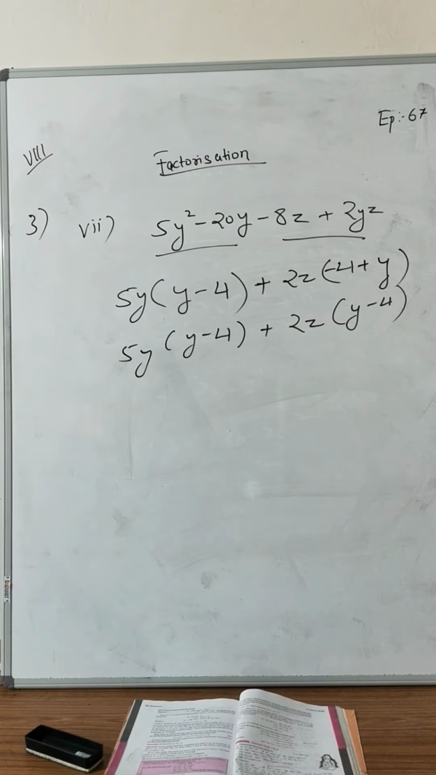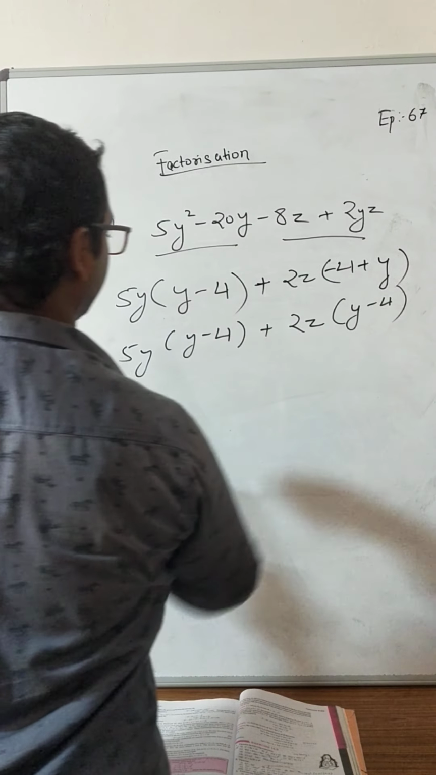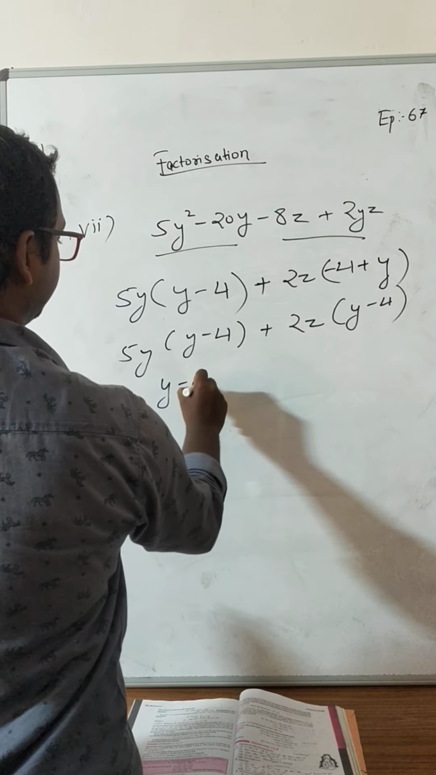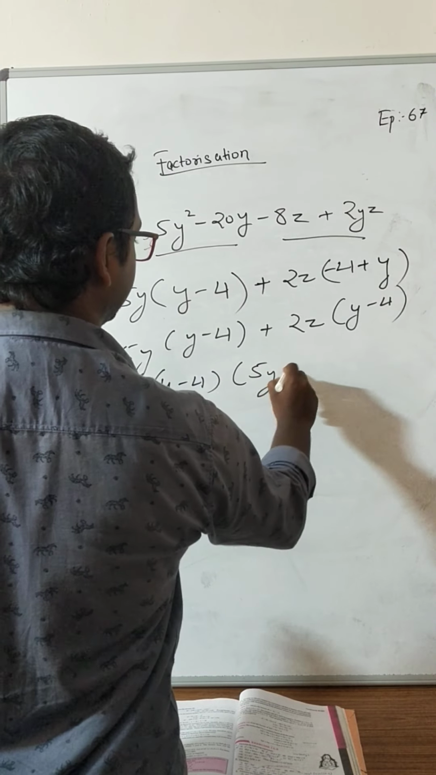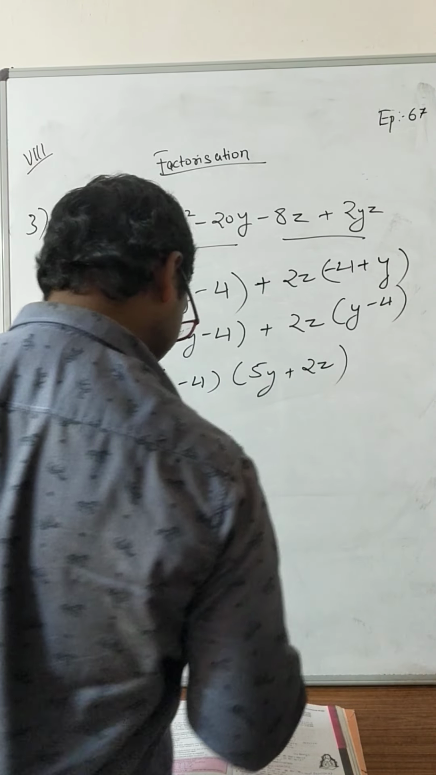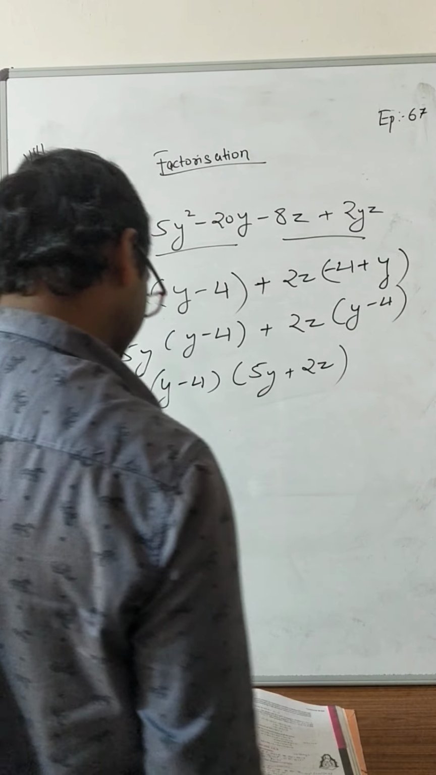Now here y minus 4, here y minus 4, which means we can take y minus 4 as common. When we take y minus 4 as common, we will have here 5y and here we will have 2z. So the final answer we will get is y minus 4, 5y plus 2z.